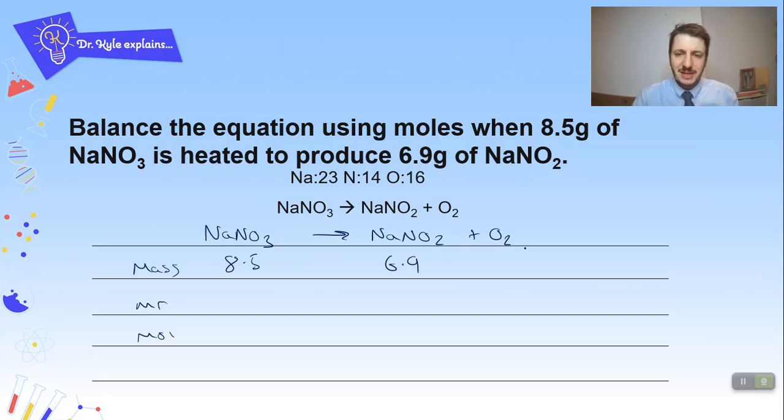Now it doesn't tell us how much oxygen is produced, but obviously we know the conservation of mass tells us that the mass on the left side, the reactants, needs to be the same as on this side for the products. So if we've got 8.5 grams, and we already know we've got 6.9, take away 6.9, that gives me 1.6 grams left over for my oxygen. Okay, my Mrs then. Working out the Mr of sodium nitrate, that's going to give me 85.